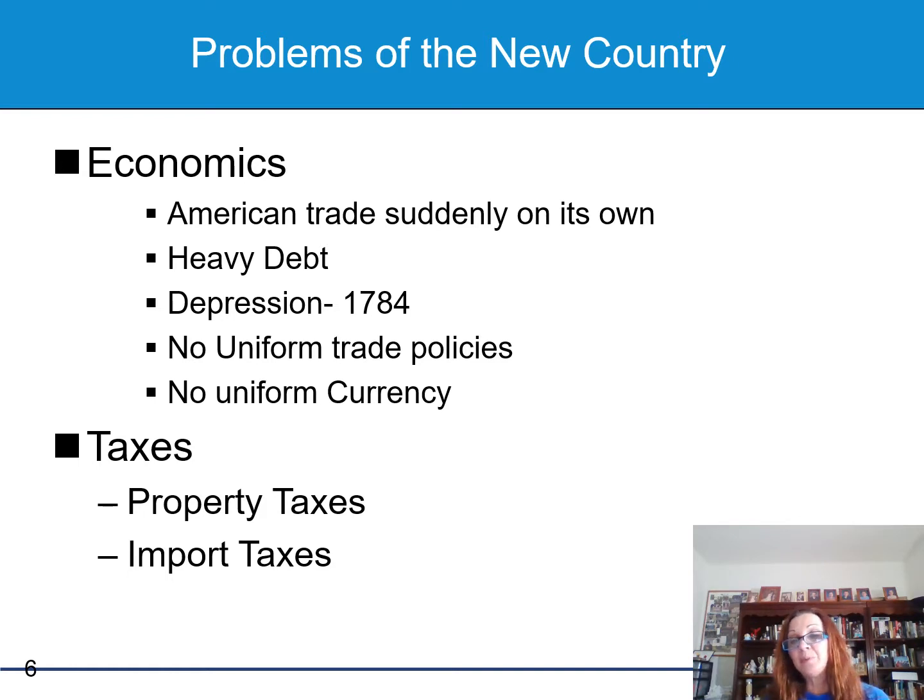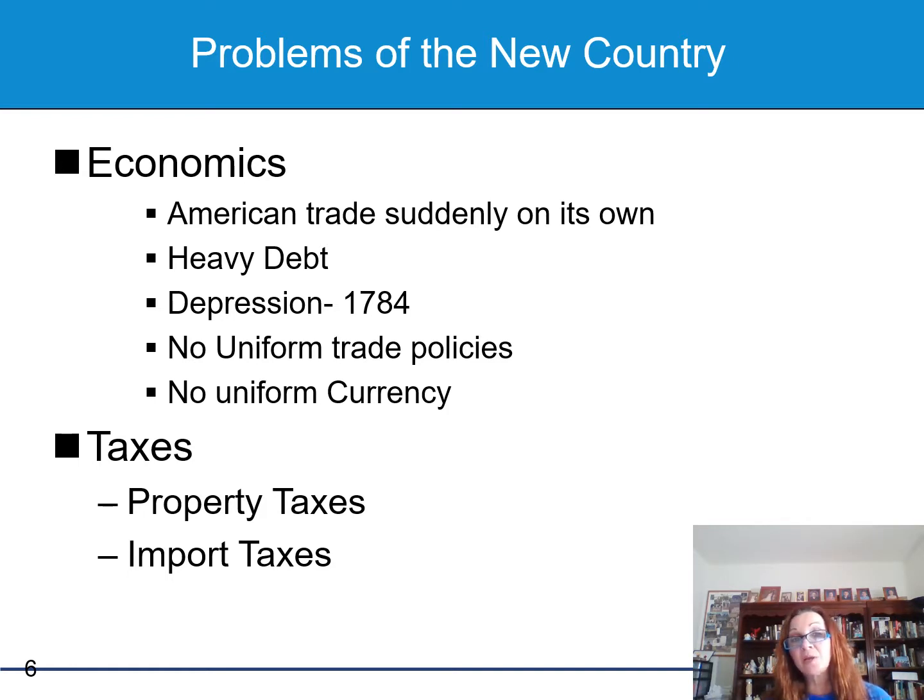We also are going to be heavily in debt after the war. We owe many of our own citizens as well as foreign countries. We owe France, we owe Spain many dollars from the assistance that they gave us during the war, and we have to find a way to pay off this debt.